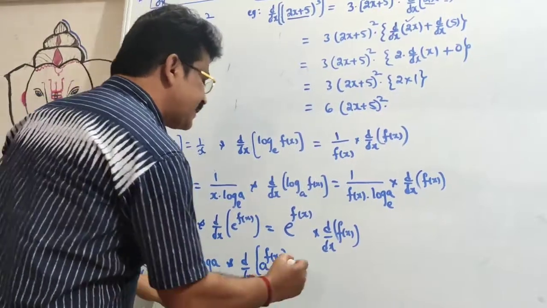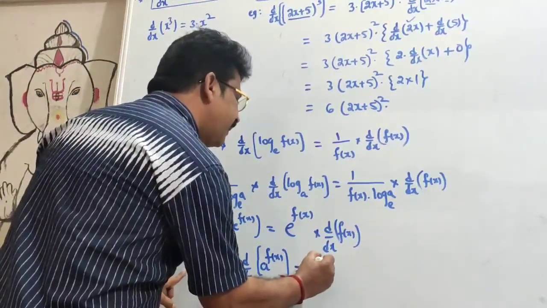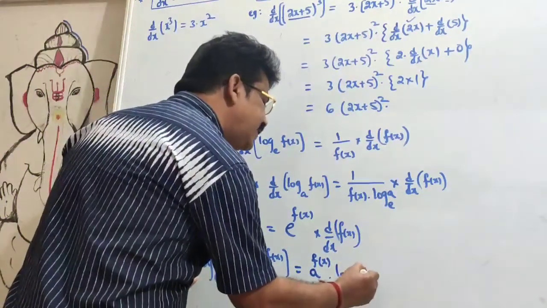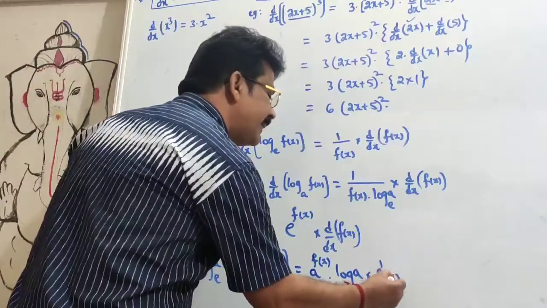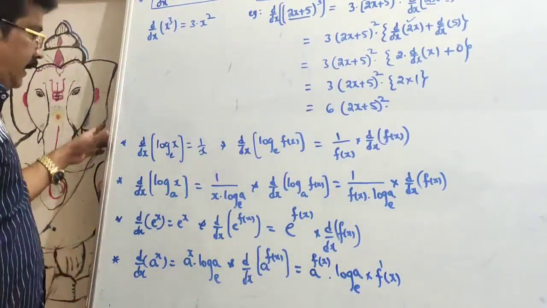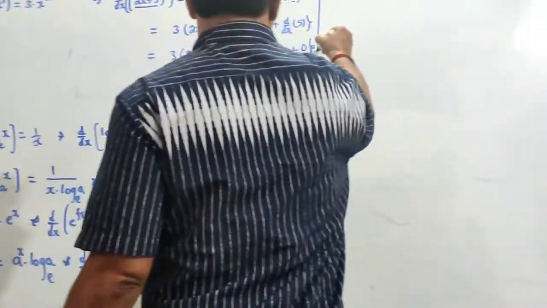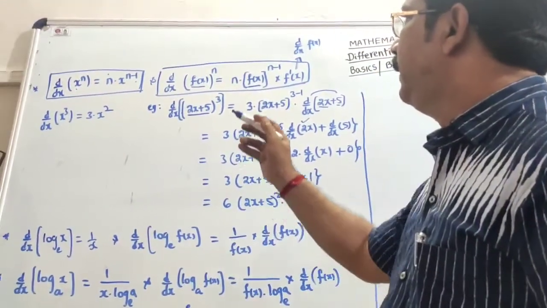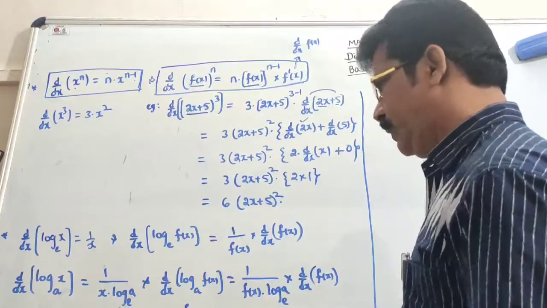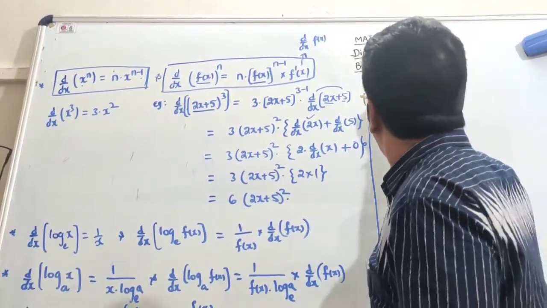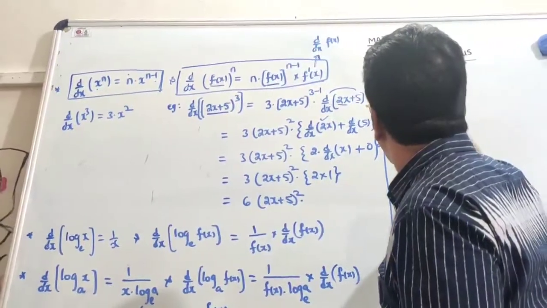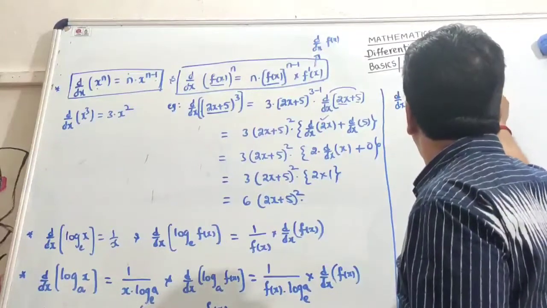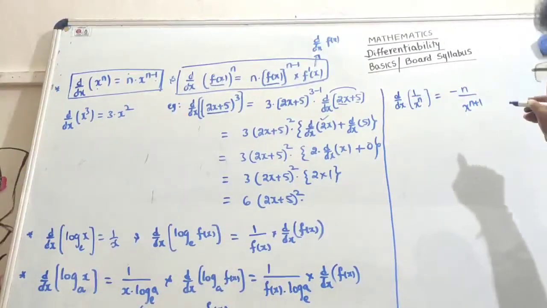So same structure, a power x means a power f of x into log a base e into f dash of x, or d by dx of f of x. So next, e power x log x x power n, just like that, over d by dx of, already I said d by dx of 1 by x to the power of n is what? Minus n divided by x power n plus 1. This is the basic formula.